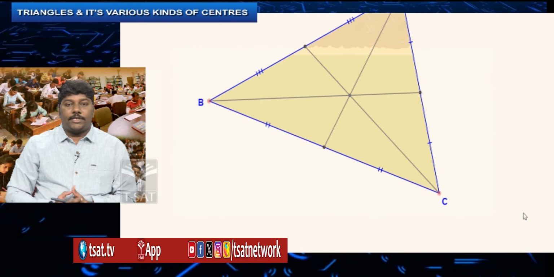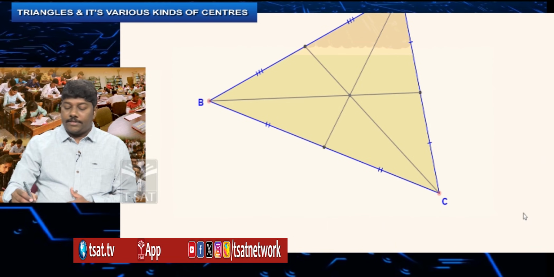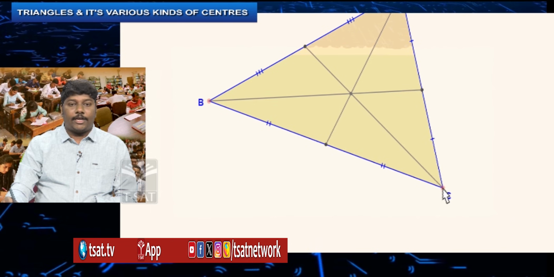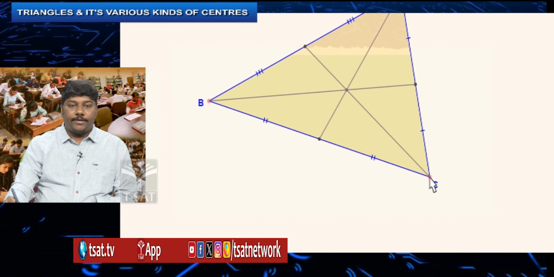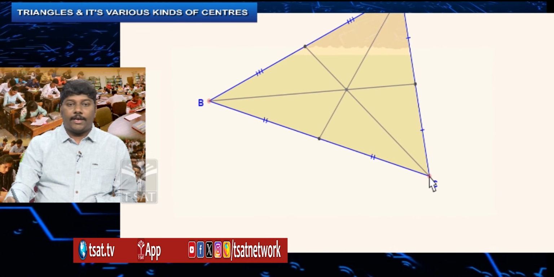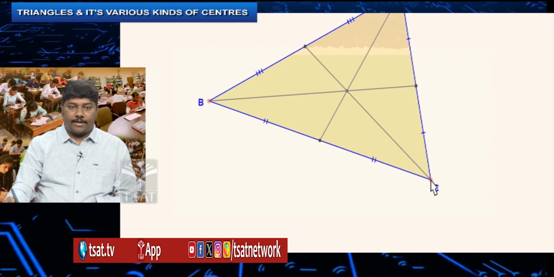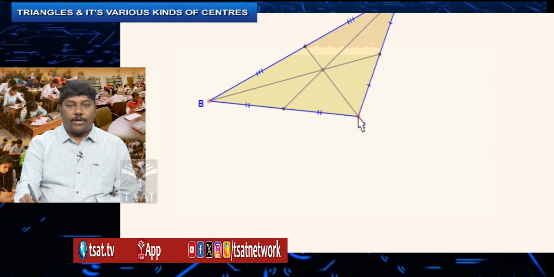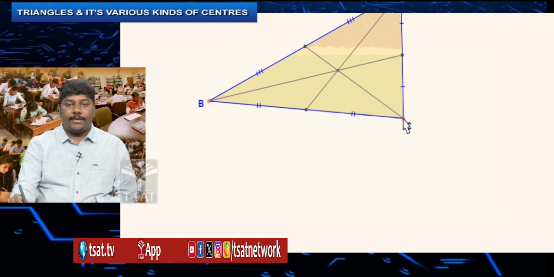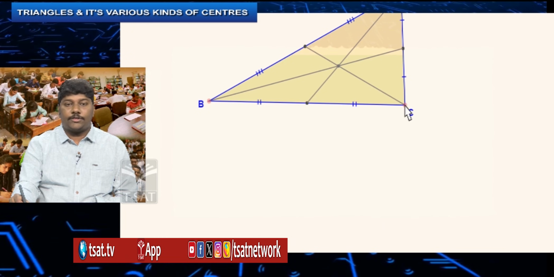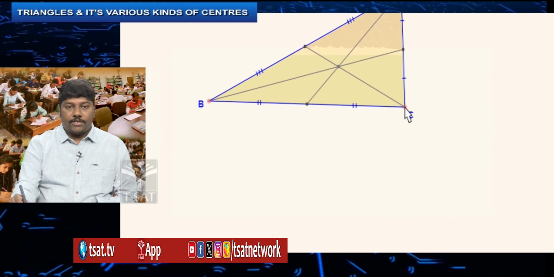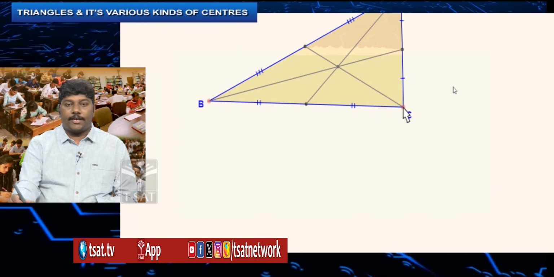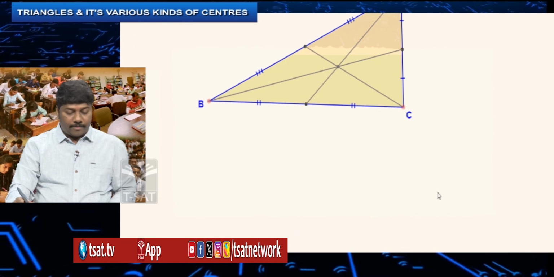First we look at how the centroid appears in different triangles. Suppose I take an acute angle triangle, that point here is the centroid. In an acute angle triangle, the centroid always stays inside. Even if you take an obtuse angle triangle, it is also inside. In a right angle triangle also the centroid is always inside. So for acute, obtuse and right angle triangles, it is always inside.